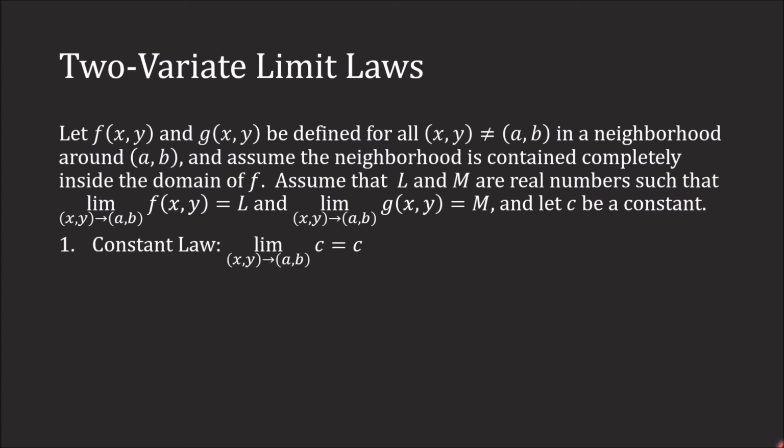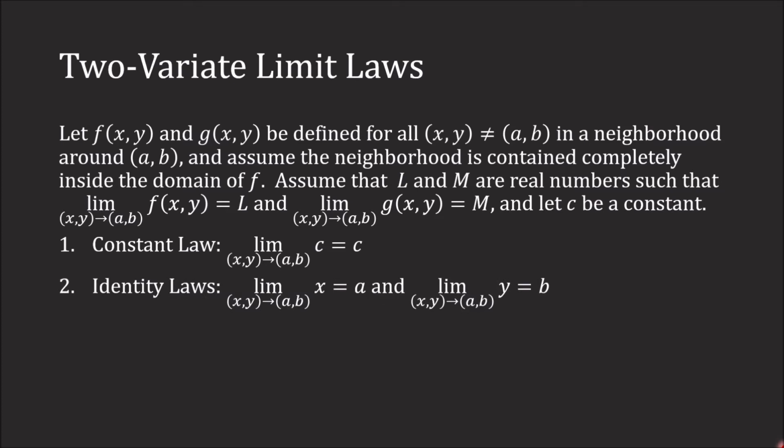The constant law says that the limit of c is just c, so this is completely analogous to the single variate constant law. The identity laws: the limit of x is just a, and the limit of y is just b. So what these two laws allow us to do is, if our multivariate function is actually single variate, we can essentially just ignore all of the other variables. So in this case, we can ignore the y component. In this case, we can ignore the x's.